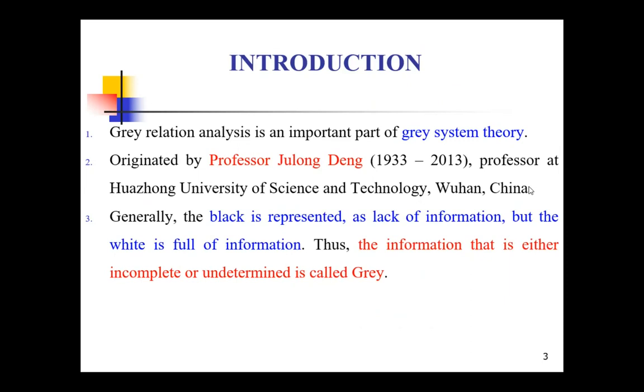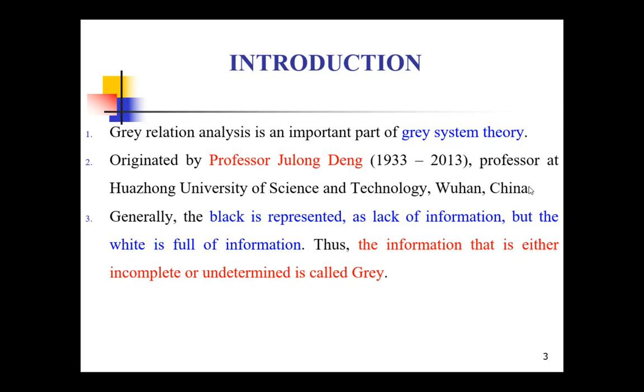Normally, we are going to represent colors based on the information available in a data. If a data doesn't have any information at all, then it is represented by the color black. If the data has full of informations from which we can interpret something, then that data is represented as white. So then what is gray? Gray is a combination of both black and white. So it has some partial informations.